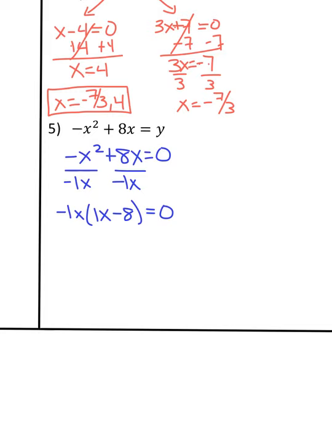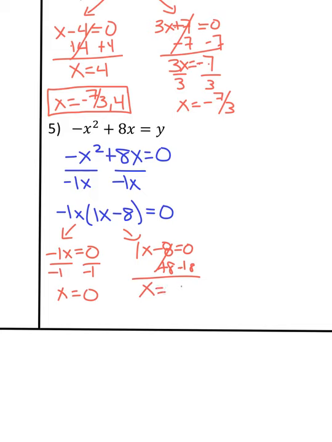Now we can go ahead and solve, right? So negative 1x equals 0. Divide both sides by negative 1. X equals 0 is one of my solutions. And then 1x minus 8 equals 0. Add 8 to both sides. X equals 8. So my answer is x equals 0, comma 8.